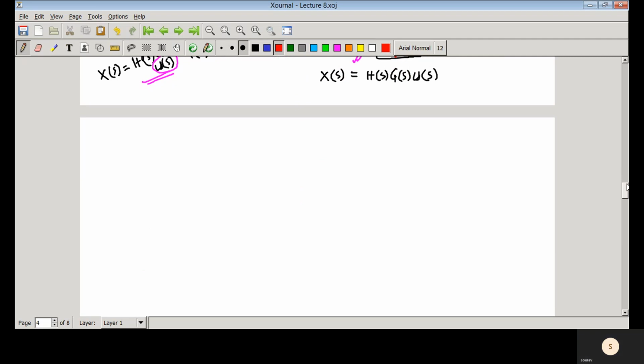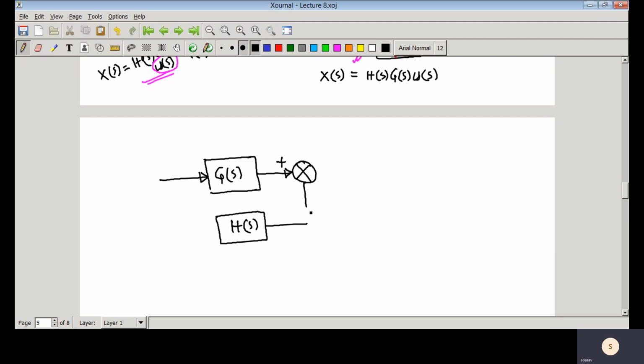So if you have a block diagram like this, this is G(s). Now suppose you have that comparator, H(s), and here you have Y(s), here you have U(s) and here you have X(s). So then it is clear that this Y(s) equals G(s) U(s) plus H(s) X(s).